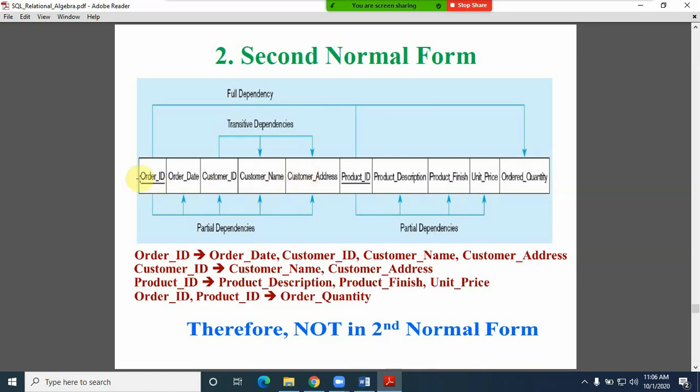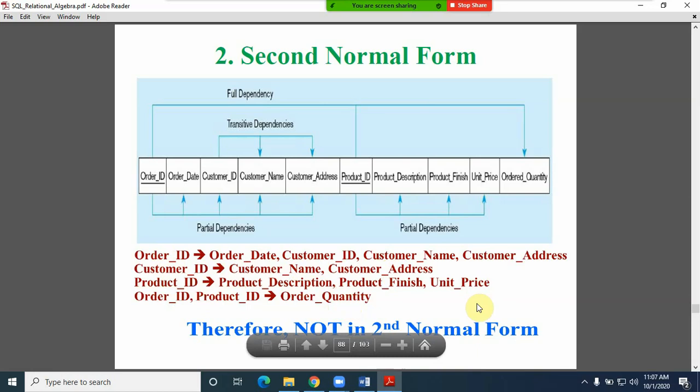Once you refer to these functional dependencies, I am just writing whatever I have observed from the table. Order ID determines order date, customer ID, customer name, and customer address. Of course, that is a partial dependency, because fully dependent means order ID and product ID must be together. This you can observe as fully dependent: order ID and product ID determine order quantity. This is a fully functional dependency, because for the remaining, if you observe customer ID, on top of this customer ID you can identify customer name and customer address. Related to this product ID, we are observing product description, product finish, and unit price.